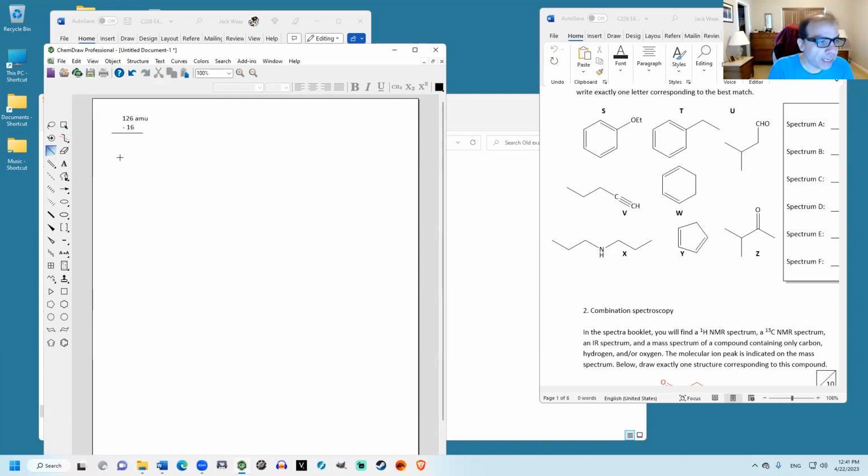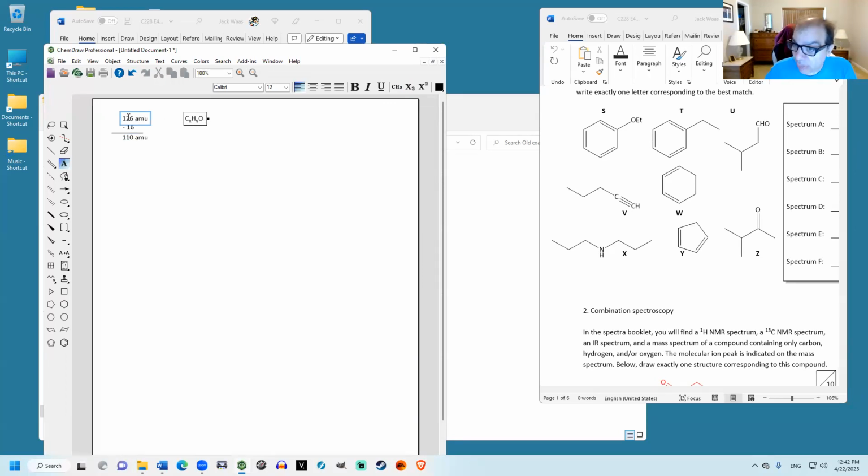So if we subtract out the oxygen, that leaves 110 AMUs for the carbons and the hydrogens. In other words, we're going to assume that the molecular formula of our compound is CXHYO with exactly one oxygen. We've accounted for the oxygen already in the 16 AMUs that we subtracted from 126.